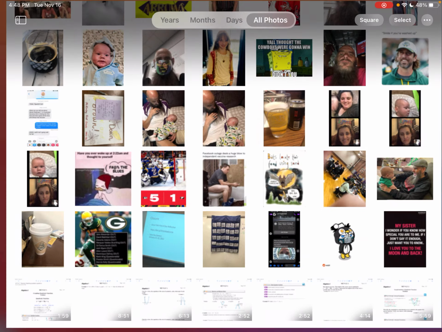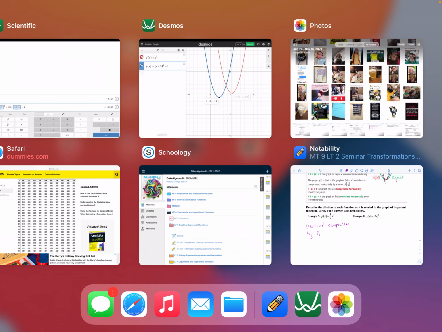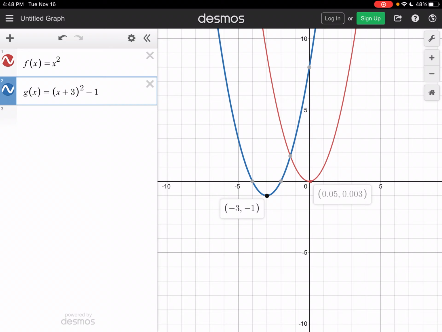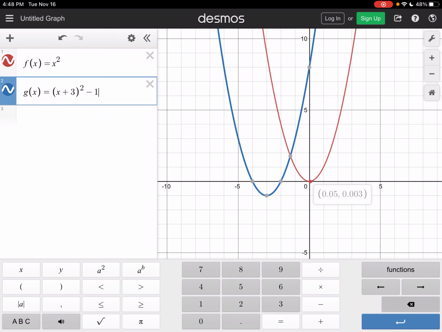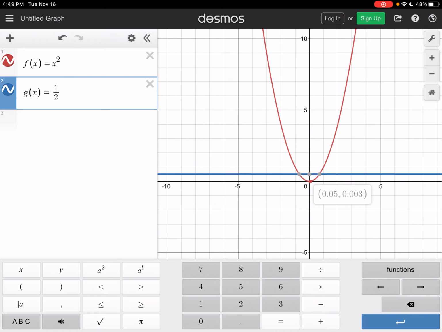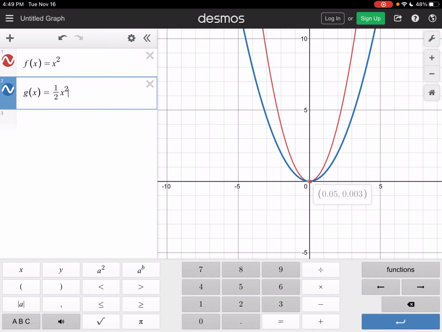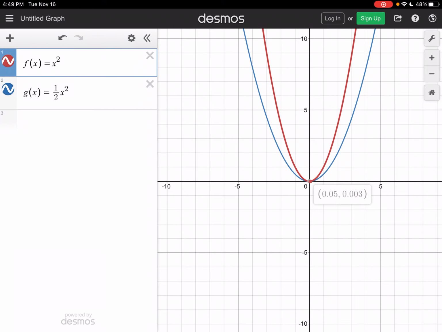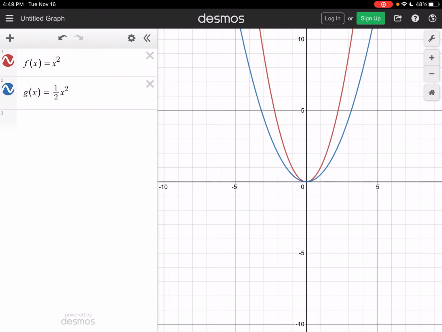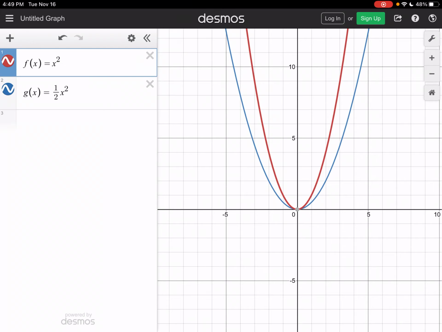So I'm going to go back to my decimals here. I'll do my parent function again, only this time I'll have g of x. Let me delete that out. I'm going to go 1/2, and then x squared. And see what happens? Each y value has been pushed down by a factor of 1/2. Take each of these points, multiply them by 1/2, and I move it down that far.